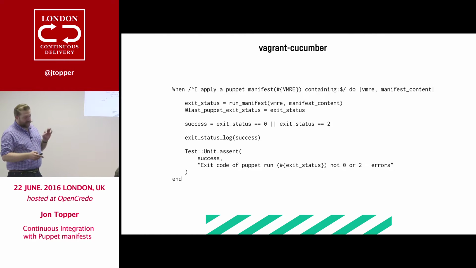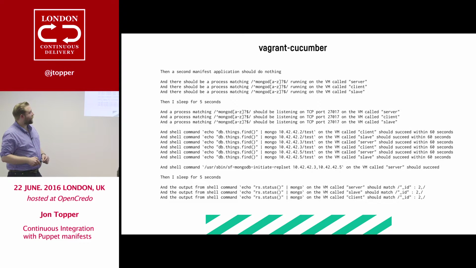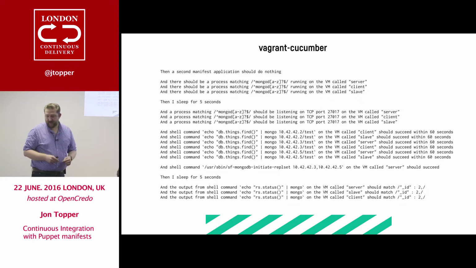So that's the briefest introduction of implementation of this stuff. A slightly more involved test might look a little bit like this. This is a section of a Cucumber test for spinning up a MongoDB cluster, establishing that cluster, and then making sure that data that you put in one node goes into the other.